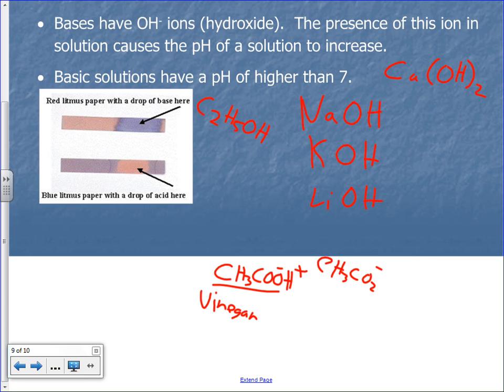Okay, so basic solutions have a pH higher than 7, and again, next week when I give you your unknowns and you're testing them, you're going to have one that's a super strong base, one that's a super strong acid, and everything else will be kind of in the middle. Now, basic things typically are bitter. Typically. Should you be tasting anything? I'm sure oven cleaner tastes very, very bitter, but again, it'd be the last thing you ever tasted. So we don't want to be doing any of that.